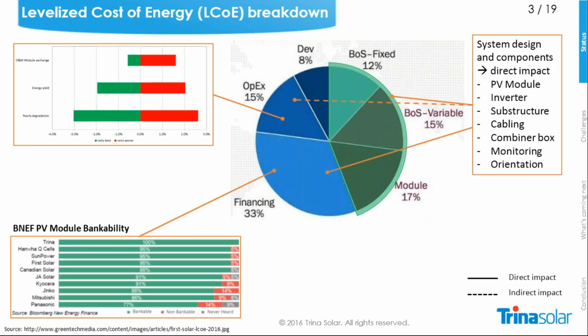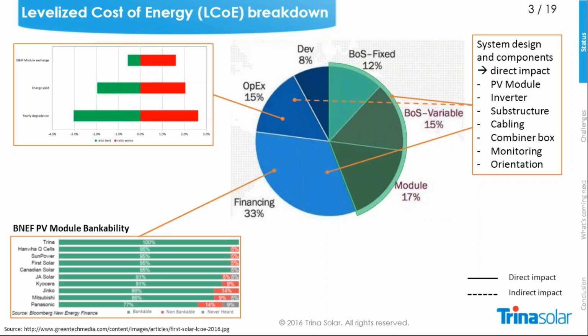If you select the components, you decide for a certain quality level. With the quality level, you impact your operation and maintenance costs, as well as with the system design. For example, do you have a tracked system where you have to check the gears and the motors, or do you have a fixed system, an east-west system? For example, how easy is it to clean, can you go through the power plant with a machine for cleaning?